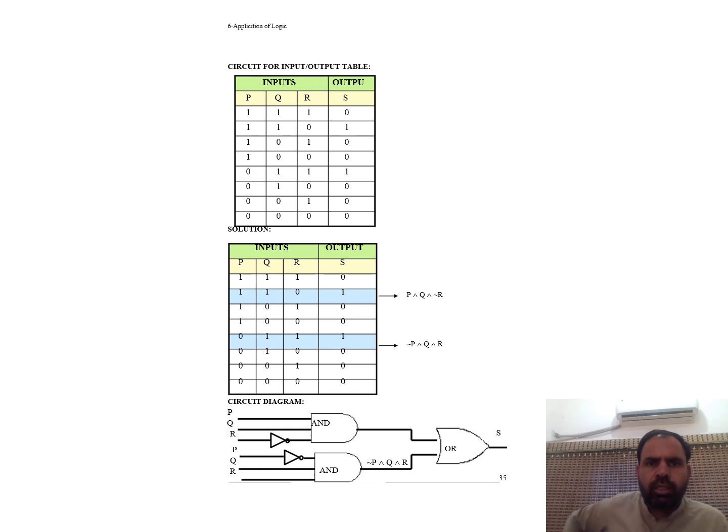Now it's a circuit for an input and output table. These are the inputs P, Q, R, and this is output S. If P, Q, R are 1, then S will be 0. If P, Q, R are 0, S is 1. Now here is the solution for this table.